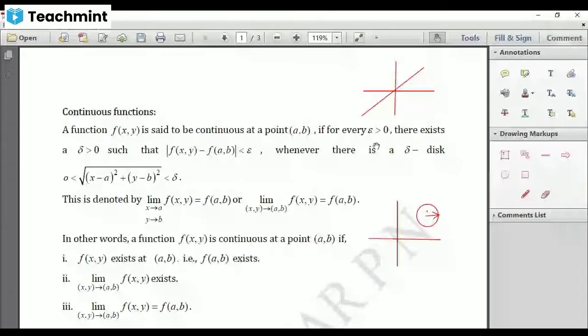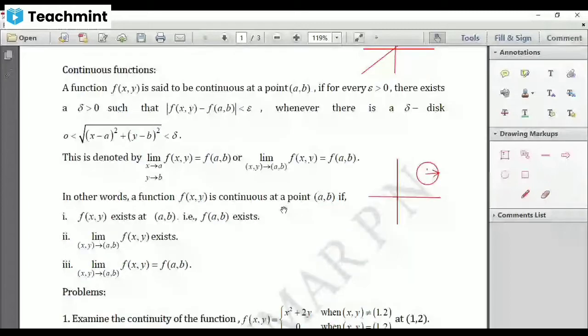Whenever there is a delta disk satisfying this condition, that means whenever x comma y is in the delta neighborhood, corresponding f of xy will be in the epsilon neighborhood of f of a comma b. So if this is true, then it is continuous. But this can be denoted by limit as x tends to a, y tends to b, f of xy equal to f of a comma b, or you can write like this also. But this can be defined in other words also.